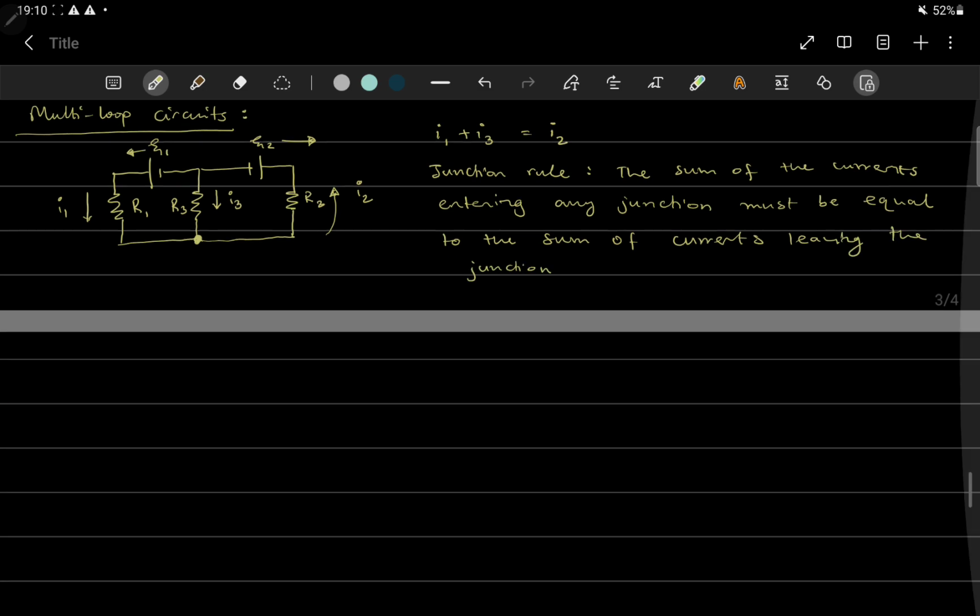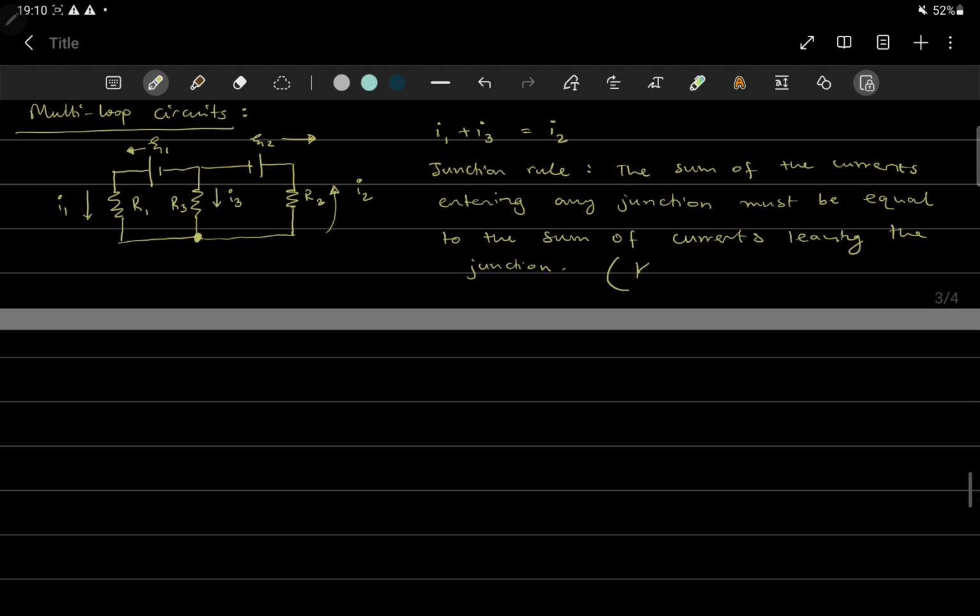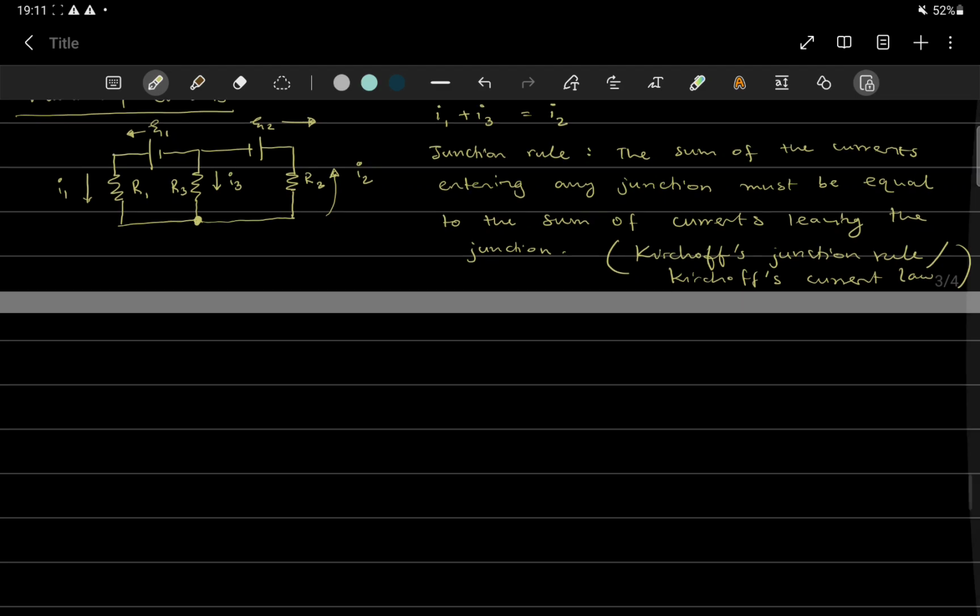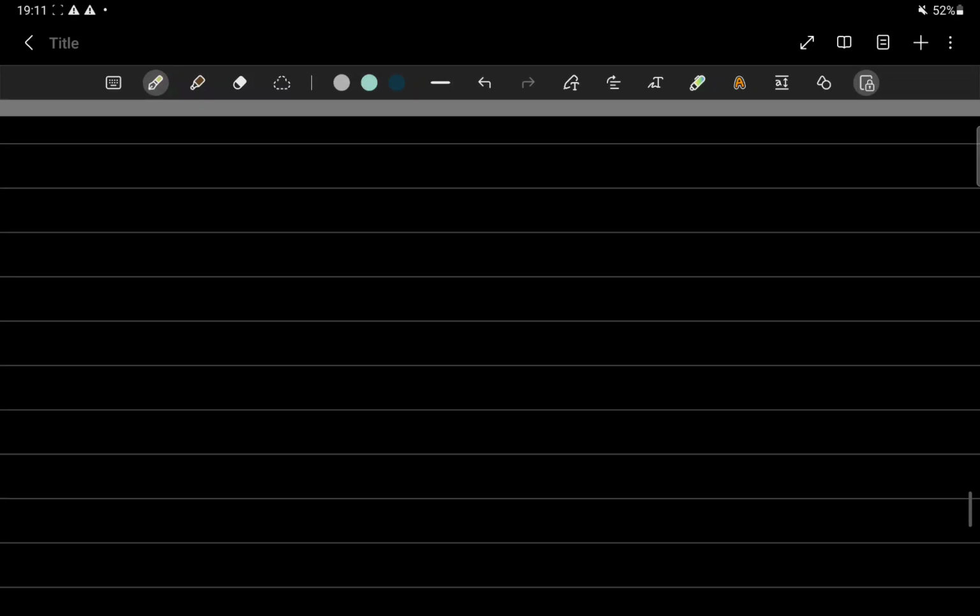Now, this is often called Kirchhoff's junction rule or Kirchhoff's current law. This is like an analog, actually not an analog, but an extension of Kirchhoff's voltage law. Okay.